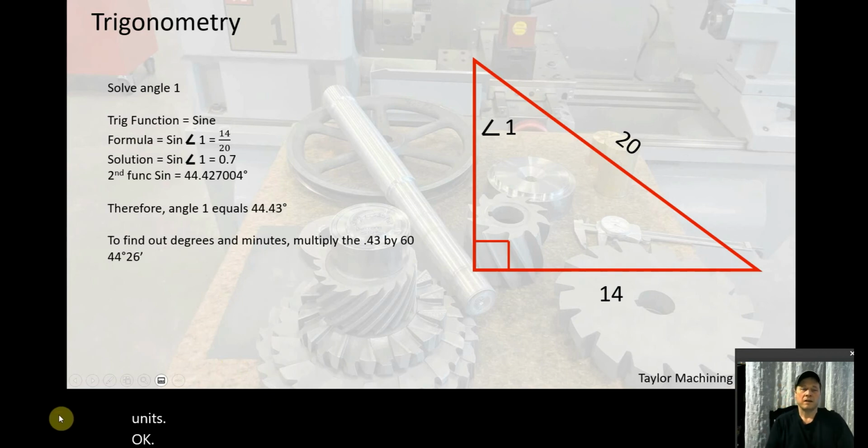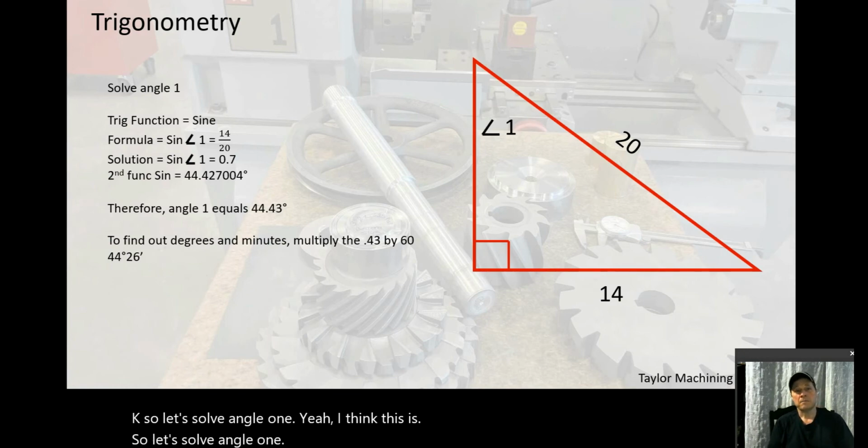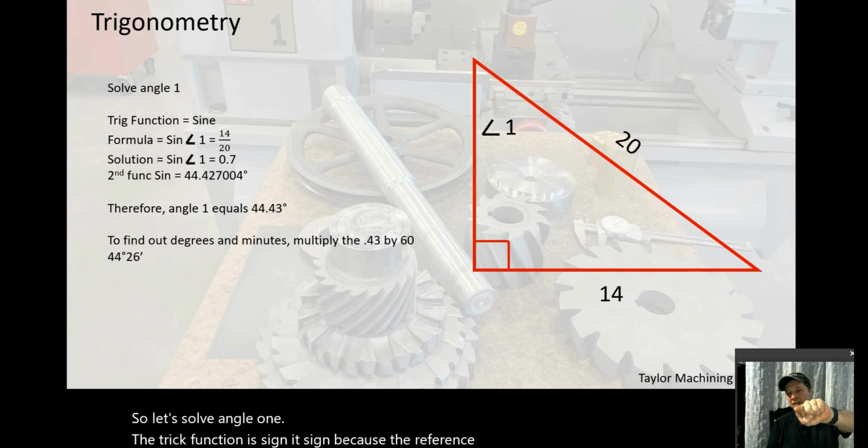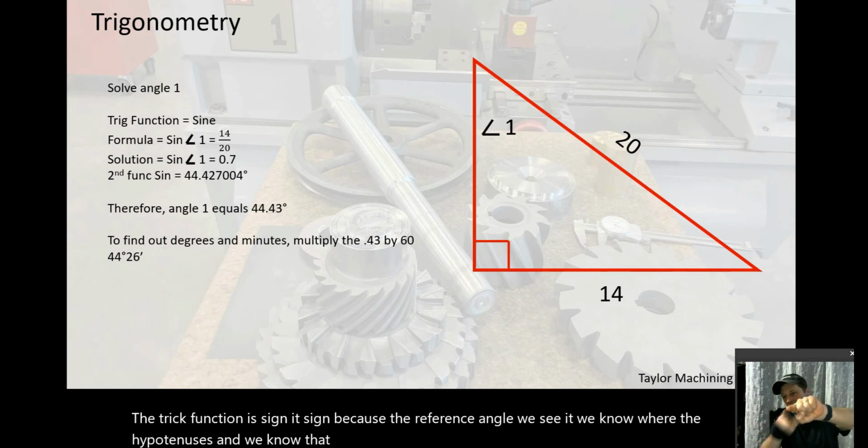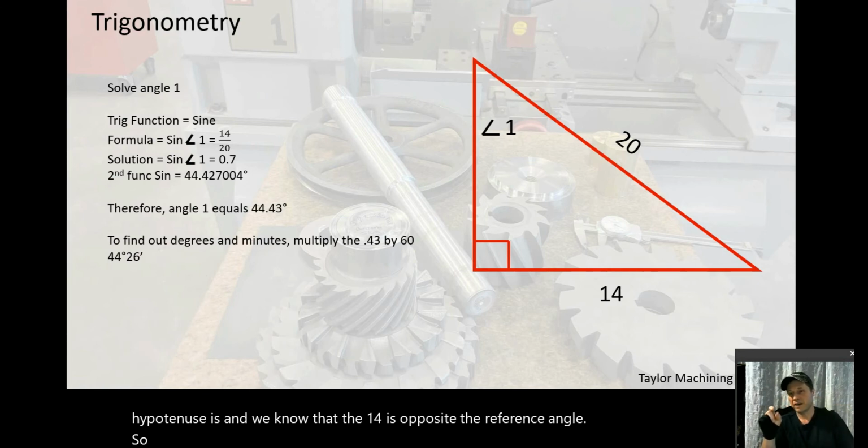Okay, so let's solve angle 1. I think this is our last slide. So let's solve angle 1. The trig function is sine. It's sine because the reference angle, we see it. We know where the hypotenuse is, and we know that the 14 is opposite the reference angle. So we know that the trig function has to have opposite and hypotenuse. Therefore, we know it's sine.